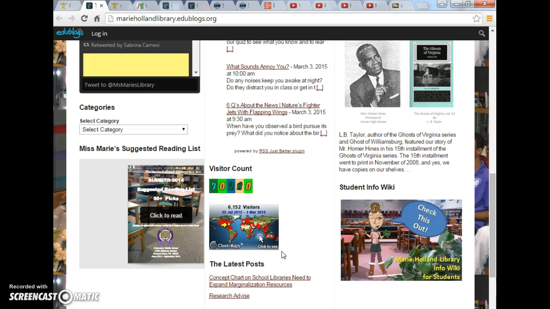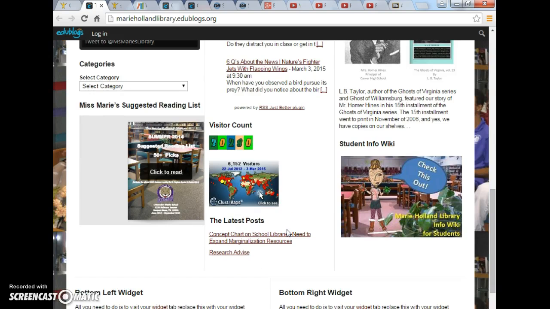So again, maybe one of the things we could add here would be something that counts AR books that are read or AR points that are gained by the school. That would be a nice little addition for schools that are supportive of the AR program.